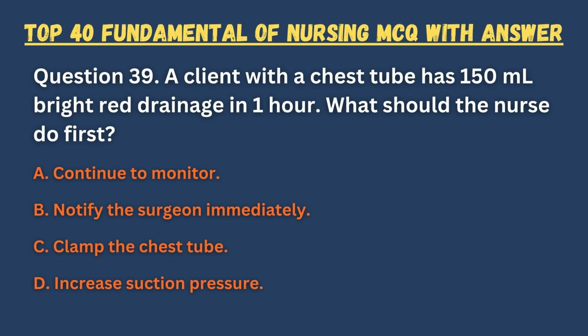Question 39. A client with a chest tube has 150 milliliters of bright red drainage in 1 hour. What should the nurse do first? A. Continue to monitor. B. Notify the surgeon immediately. C. Clamp the chest tube. D. Increase suction pressure.